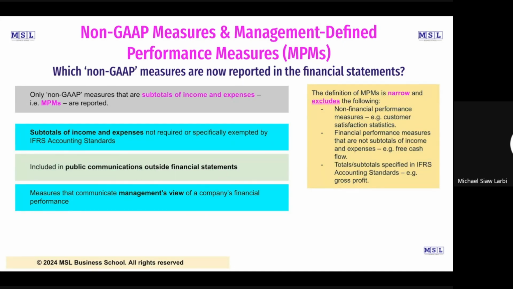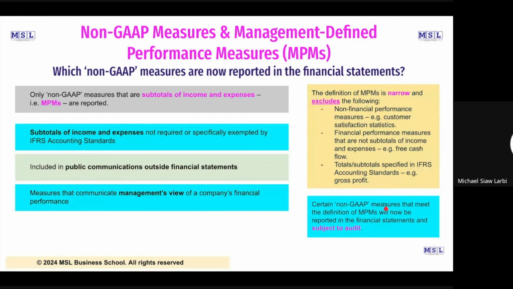Not everything is an MPM. For example, a non-financial performance measure is not an MPM, like customer satisfaction score. It's not an MPM. It's non-financial. It won't be in your financials. Or financial performance measures that are not subtotals of the P&L, like free cash flow. It's not an MPM, right? And then subtotals that are already in an IFRS, like gross profit. It's not an MPM. So it's already defined. So you don't have to stress with MPM disclosure, right?